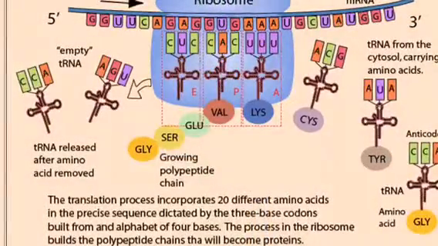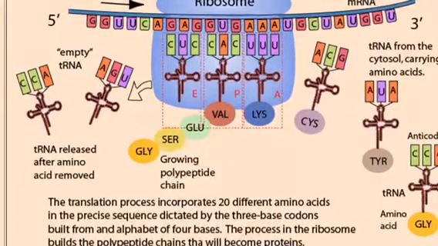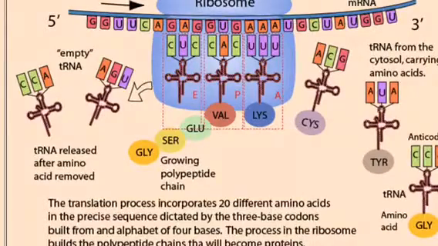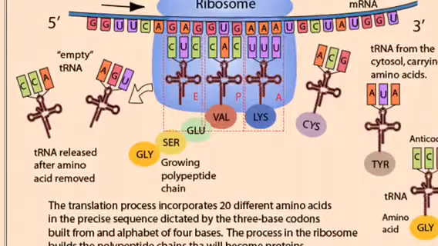Next, the process of translation occurs, starting with a step of initiation. The promoter signals the beginning of a gene. It then reaches a start codon, AUG, and translation begins.